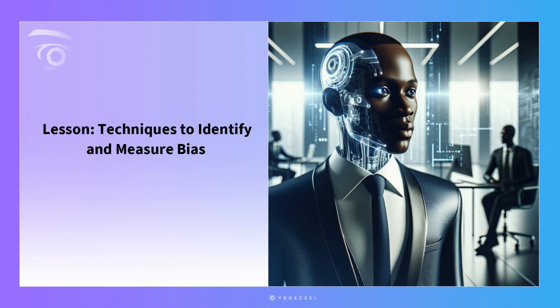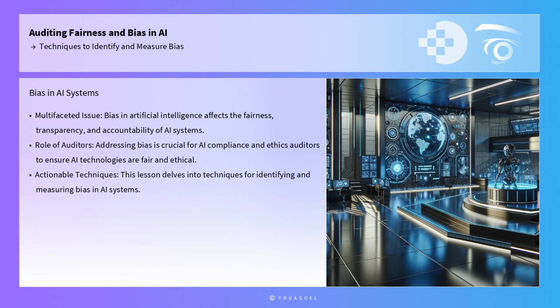Lesson: Techniques to Identify and Measure Bias. Bias in artificial intelligence is a multifaceted issue that affects the fairness, transparency, and accountability of AI systems. Understanding and addressing bias is crucial for AI compliance and ethics auditors, who play a pivotal role in ensuring that AI technologies are fair, ethical, and in compliance with regulatory and societal standards. This lesson delves into actionable techniques for identifying and measuring bias in AI systems, providing a comprehensive guide for professionals in the field.